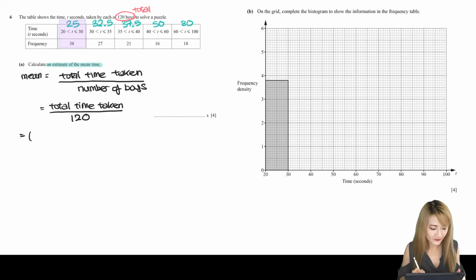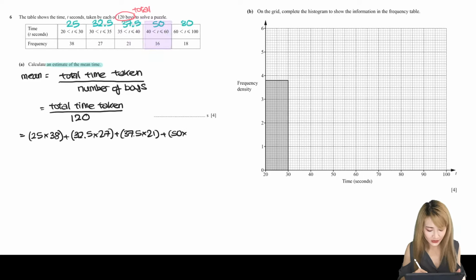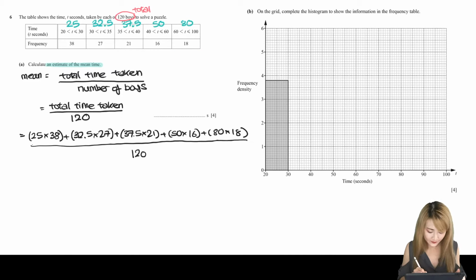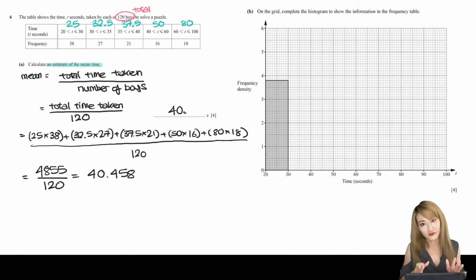So that's 25 multiplied by 38 plus 32.5 multiplied by 27 plus 37.5 multiplied by 21 plus 50 multiplied by 16 plus 80 multiplied by 18, all divided by 120. And that is 4,855 divided by 120, which equals 40.458 or 40.5 to 3 significant figures.